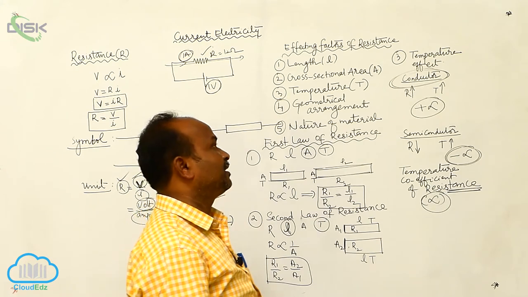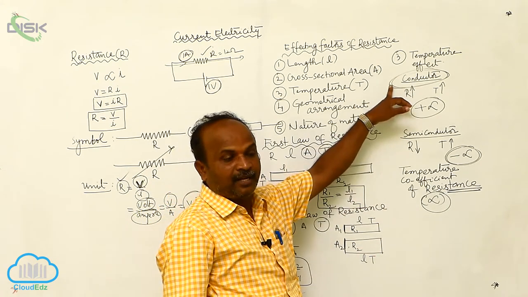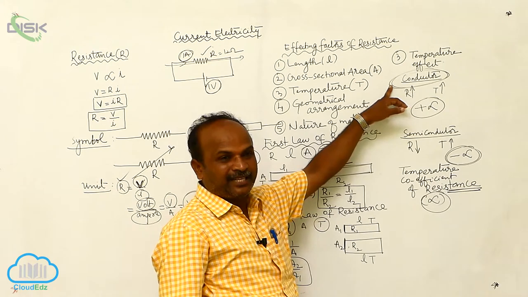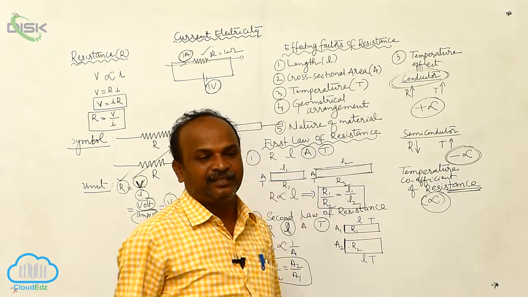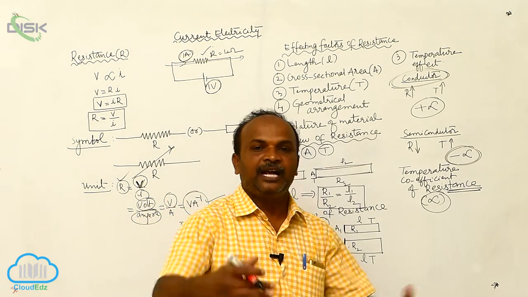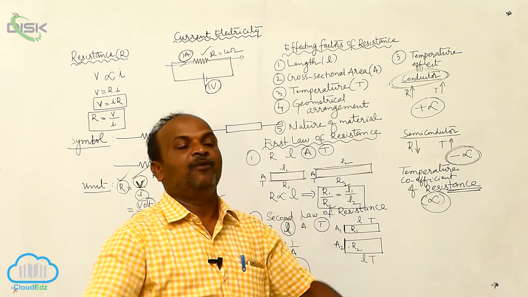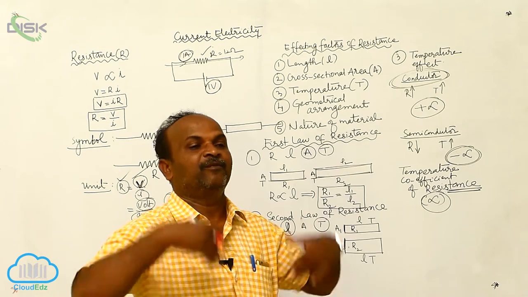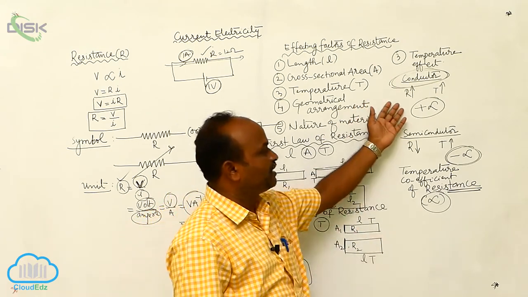Why is resistance increased? In the case of conductors, metallic bonds are present. As the temperature is increased, their kinetic energy is increased. As their kinetic energy is increased, more collisions take place. As more collisions take place, more energy is lost. Because of more energy loss, there is more resistance.